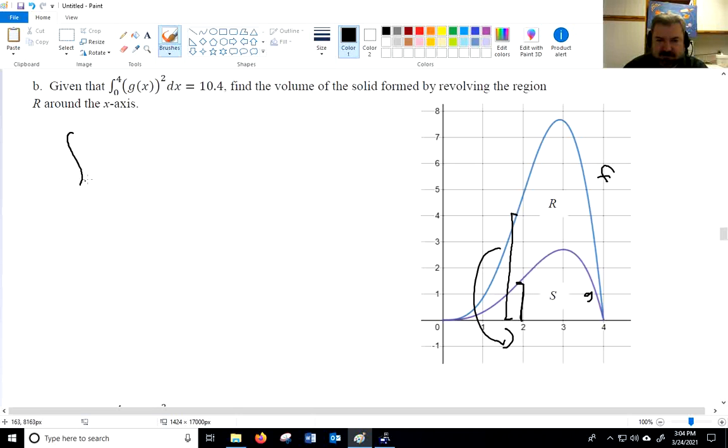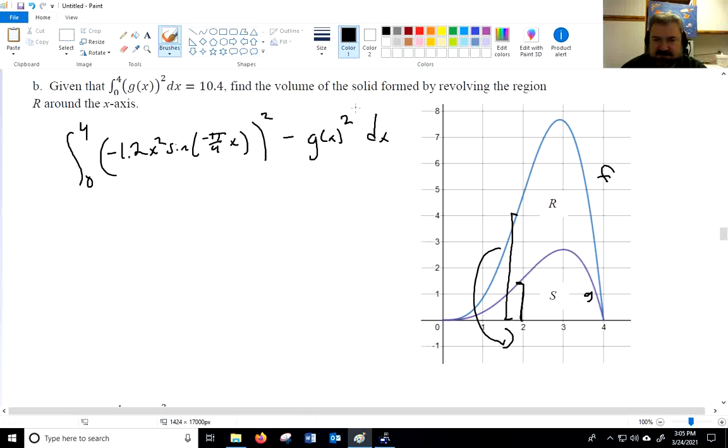So the integral will be from 0 to 4. The outer radius is negative 1.2x squared sine of negative pi over 4x, dx. That is squared. Well, I don't need the dx yet. We'll wait and put the dx at the end. That is squared minus the integral of g of x squared, all that times dx.